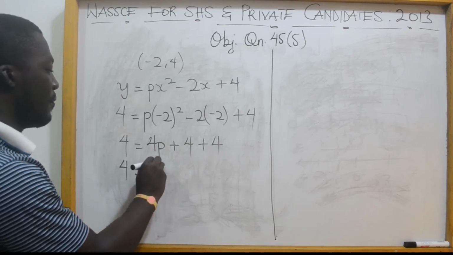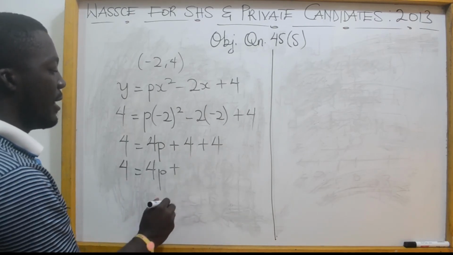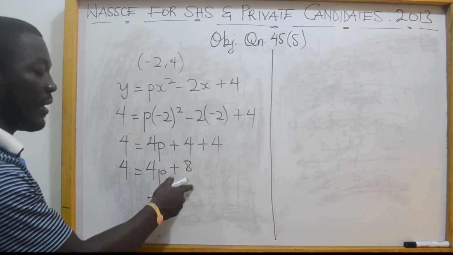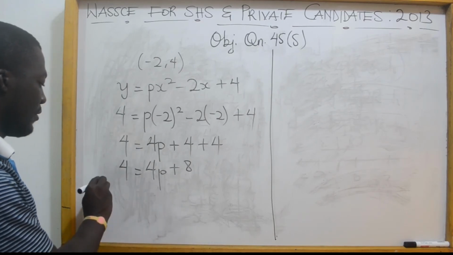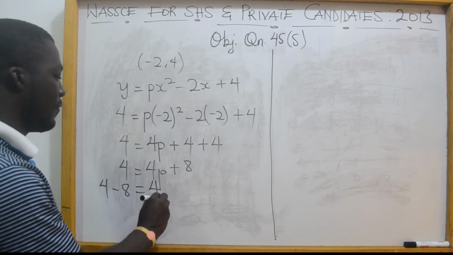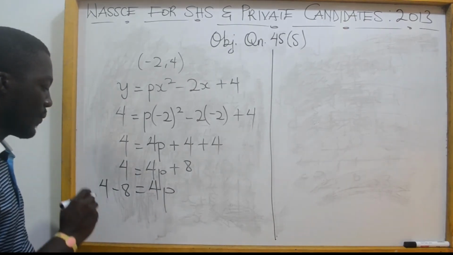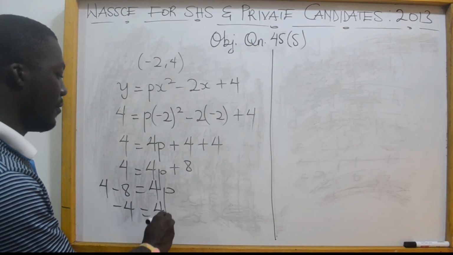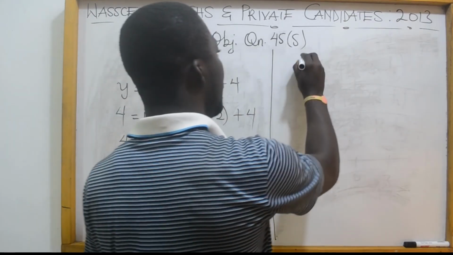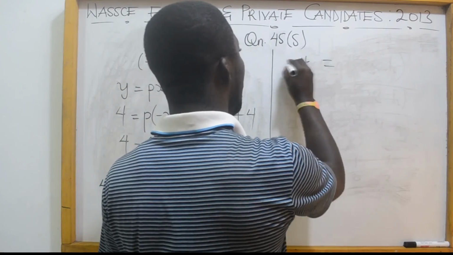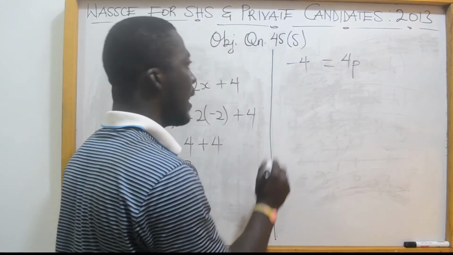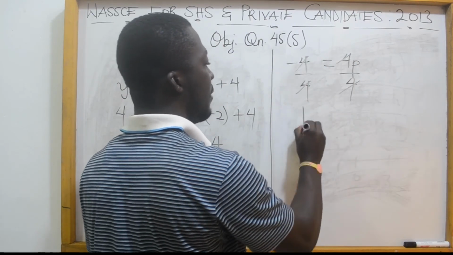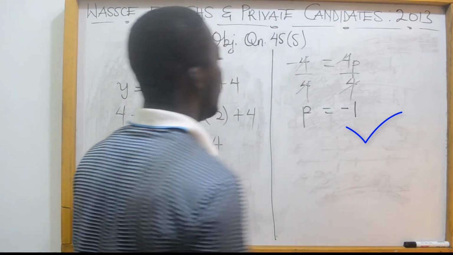Now 4 is equal to 4p plus 4 plus 4, which is 8. We transpose the positive 8 to the left hand side and it will be negative. So 4 minus 8 is equal to 4p. 4 minus 8 will give us -4, which is equal to 4p. So to get the value of p, we divide both sides by 4, and p will give us -1.